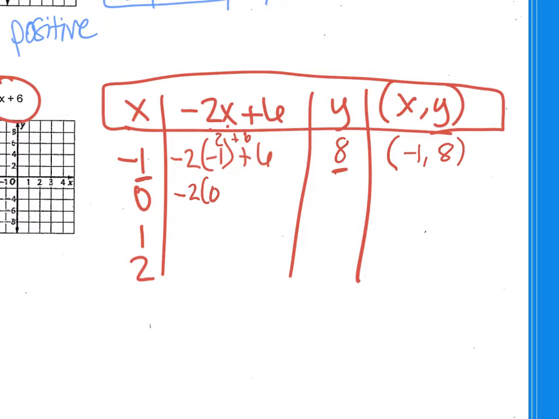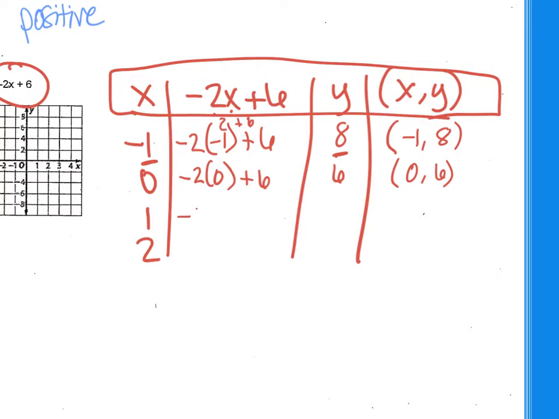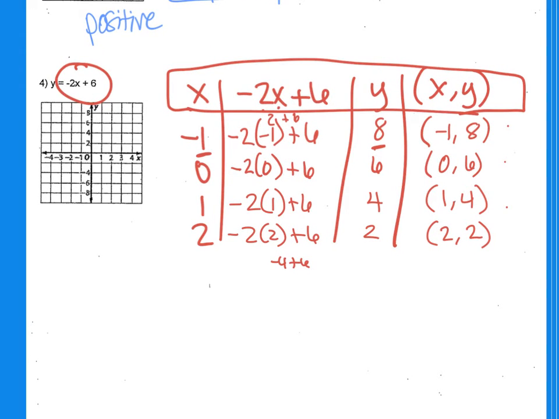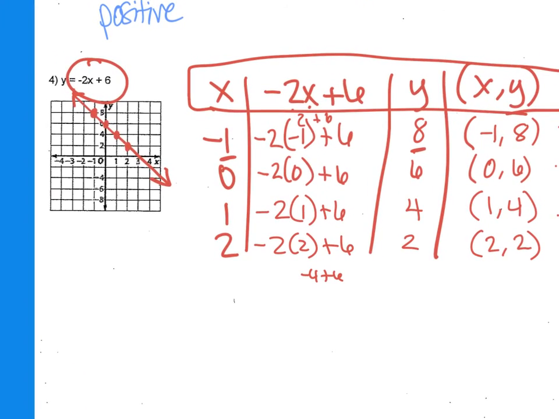So then plug in 0. So -2 times 0, good. Plus 6. -2 times 0 is 0 plus 6. So that's just 6. So 0, 6. Same thing. -2 times +1 plus 6. Good. So 1 and 4. And the very last one. -2 times +2. What's -2 times +2? That's -4. So -4 plus 6 is 2. So 2, 2. Then we want to plot those points on our graph. Once you start plotting those points, can you tell what kind of a slope it is? Negative. Negative.